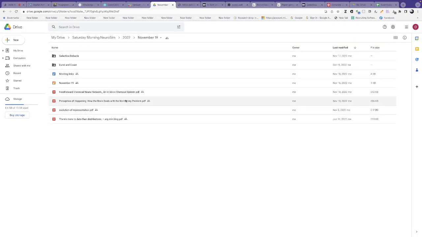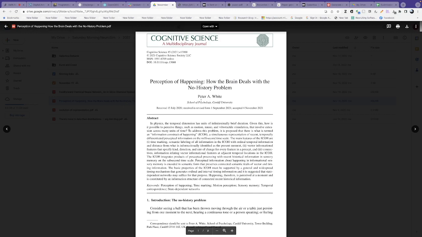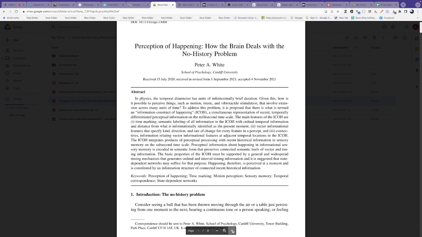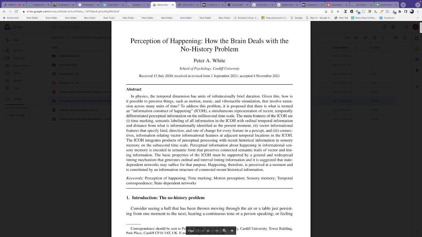So I want to talk about this paper. Actually, it's interesting. This is from the Cognitive Science journal, and this is "Perception of Happening: How the Brain Deals with the No History Problem." We'll read the abstract and see. This is on perception of happening, time marking, motion perception. So this is interesting for some of the things we've talked about in the cognition futures group, but also in the Gibsonian information area. Let's see what the abstract has to say.